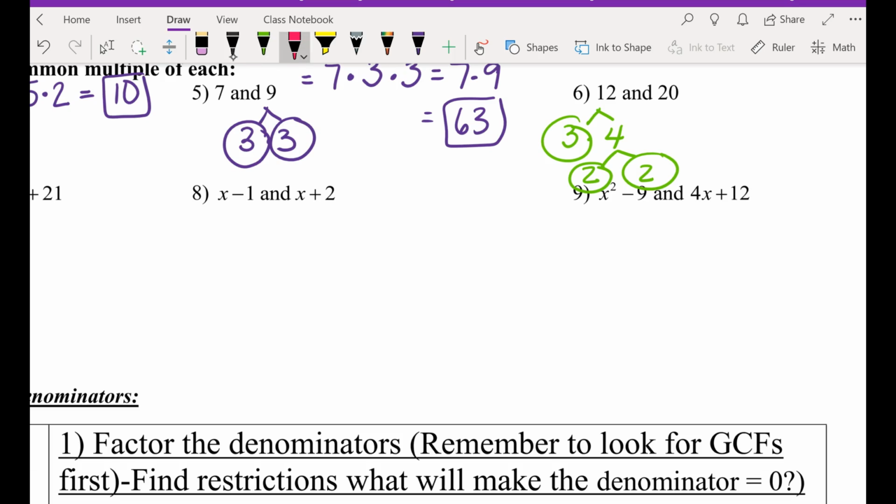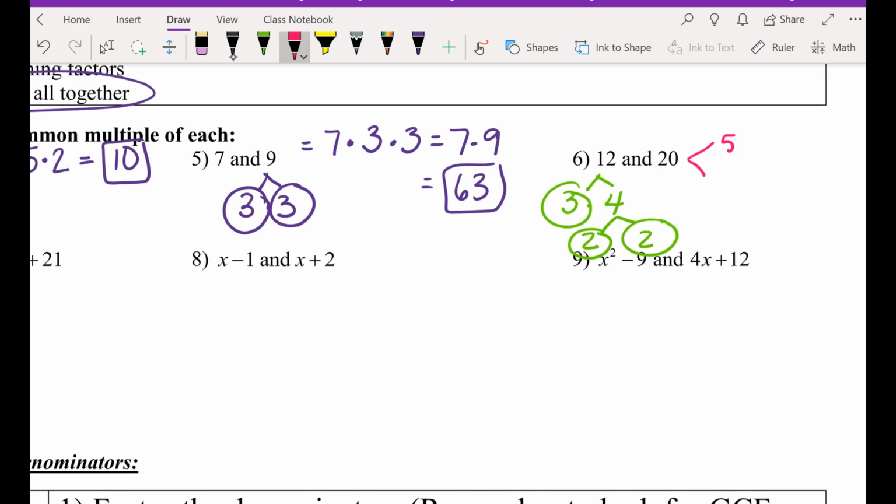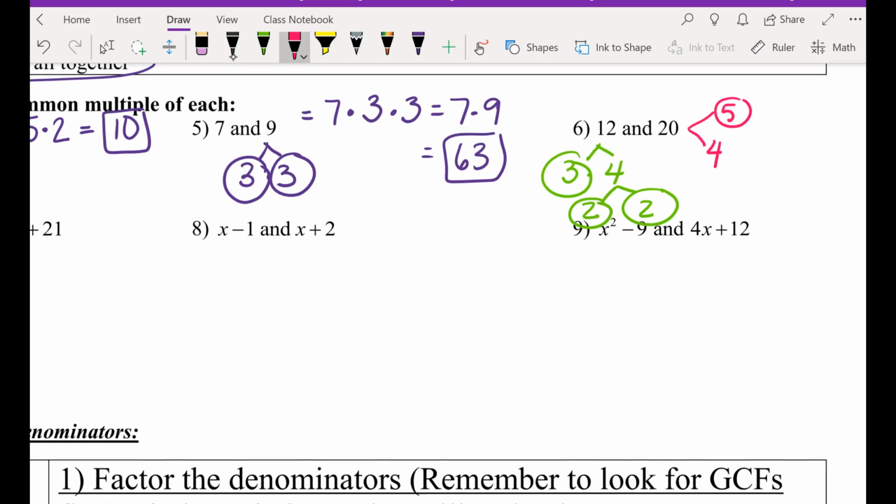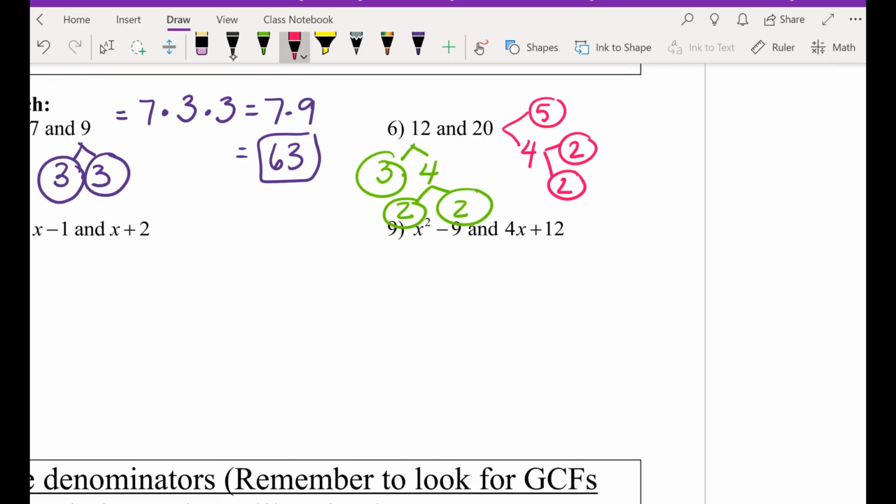20, I'm going to factor that one to what? 2 and 5. 5 is a prime, so I'll circle that up. And then 4, but 4 is not a prime, right? So 4 can go further into a 2 and a 2. Now this is where it's going to be a little bit confusing. Let's look through one at a time.